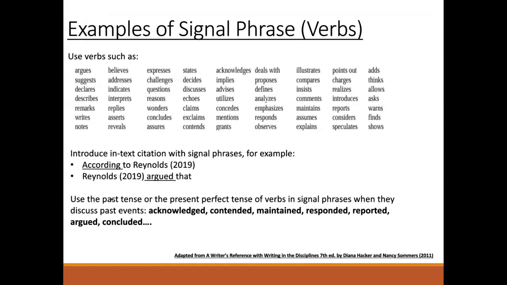As I have some examples here, if you want to use "according to Reynolds 2019," you could say "Reynolds 2019 argued that." These are just ways to help you with narrative in-text citations, whether you paraphrase, directly quote, or summarize your source. This is just another way to include the author's last name and the year as a sentence in your paper. You can always still put it at the end of the quote in your paper. That is a parenthetical citation.